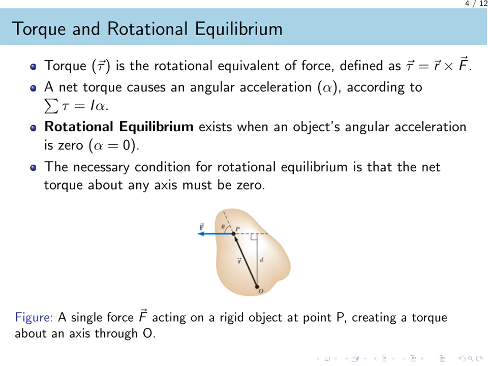The rotational version of Newton's second law is that the net torque equals the moment of inertia I times the angular acceleration alpha. This leads us to the condition for rotational equilibrium. An object is in rotational equilibrium if its angular acceleration is zero. This means its rotational speed is constant, which could be zero or a non-zero value. For example, a spinning flywheel with no friction is in rotational equilibrium.